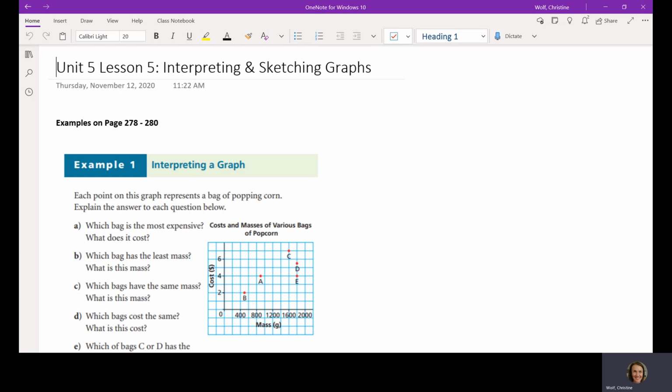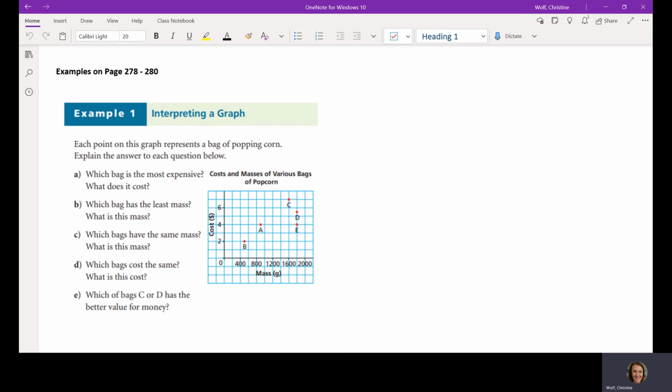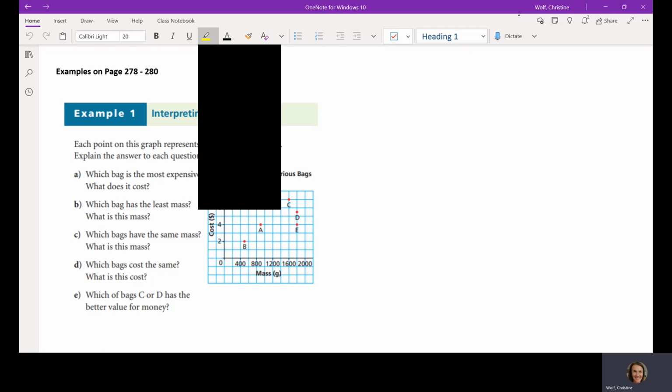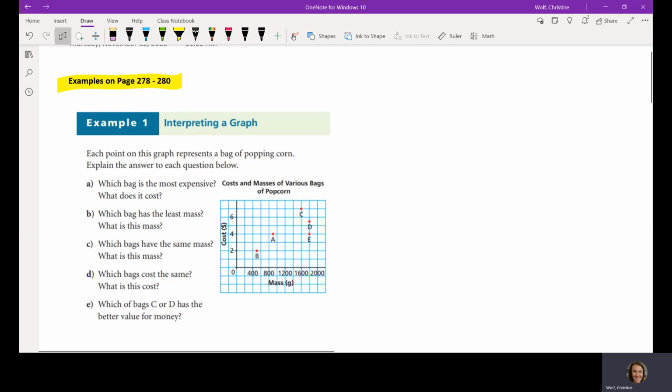So for Unit 5, Lesson 5, we're going to be interpreting and sketching graphs. The second half of this unit, we're going to be dealing with graphs a lot, whether that's interpreting them or drawing them ourselves. For this lesson, I'm going to refer to the examples on pages 278 to 280. You don't have to open your textbook though, because I scanned the textbook and put them in this OneNote. If you ever want to look at these examples again and see the textbook solutions, how they explain them, you can certainly do that.